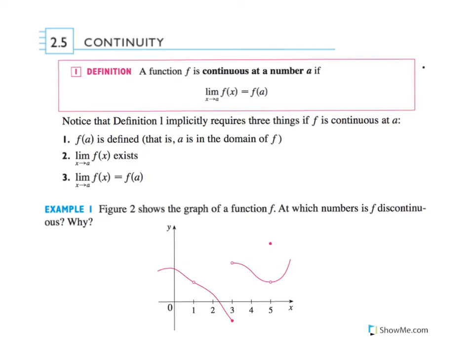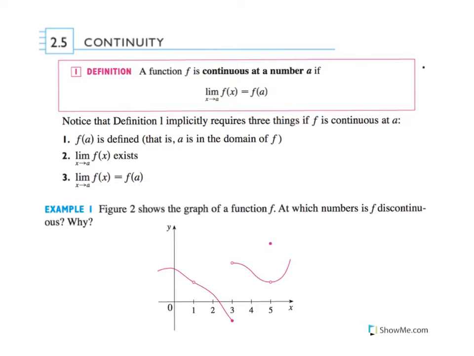For today's lesson, we're going to cover two sections. In fact, the first section, 2.5, is on continuity, and the second section, 2.6, is on evaluating limits at infinity, but doing it algebraically. So first, section 2.5 is on continuity.